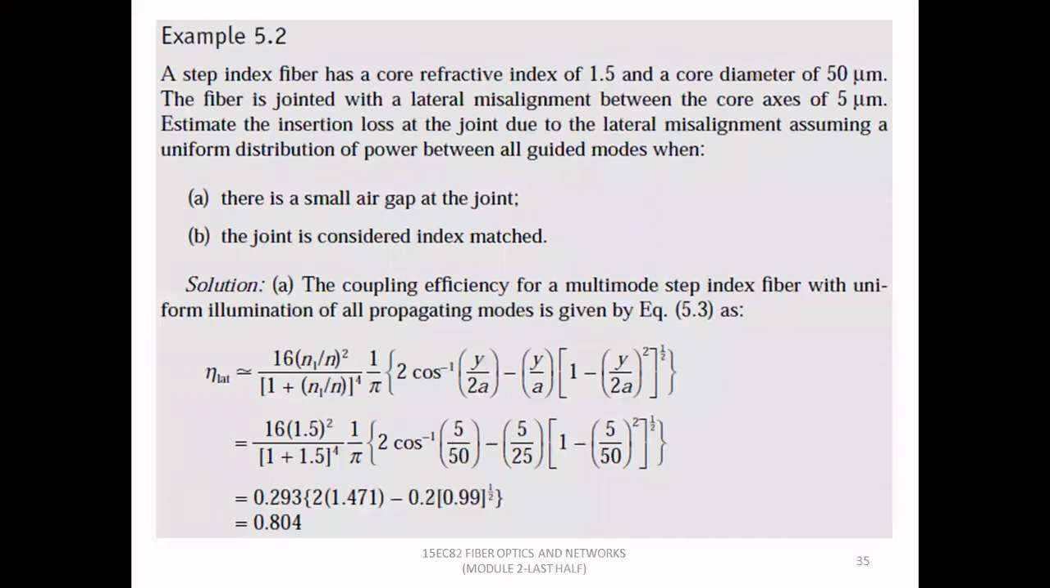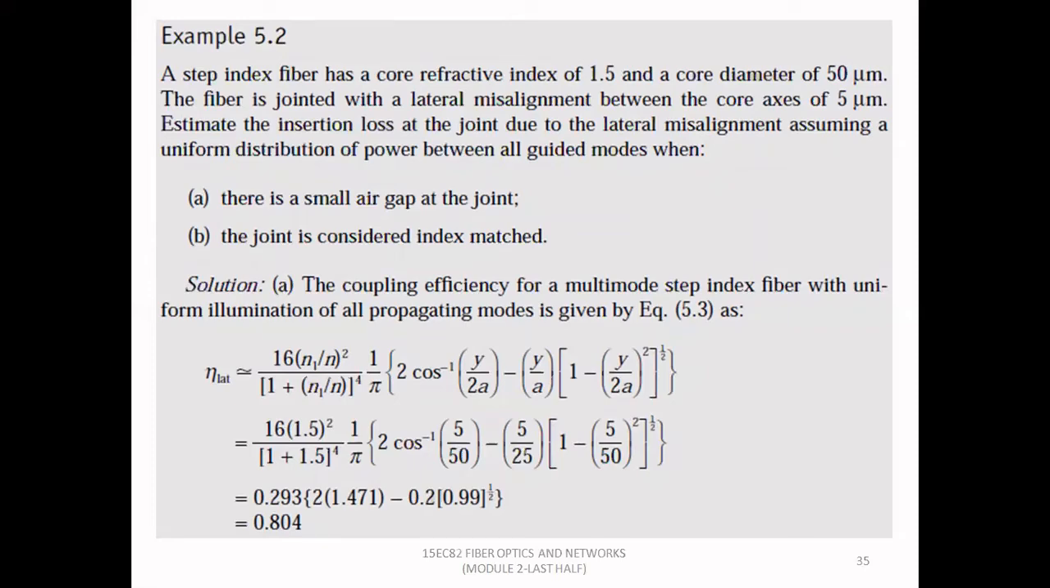So this is example 5.2. A step index fiber has a core refractive index of 1.5 and a core diameter of 50 micrometer. The fiber is jointed with a lateral misalignment between the core axes of 5 micrometer. Estimate the insertion loss at the joint due to the lateral misalignment, assuming a uniform distribution of power between all guided modes when, A, there is a small gap or air gap at the joint. Second, the joint is considered index matched.